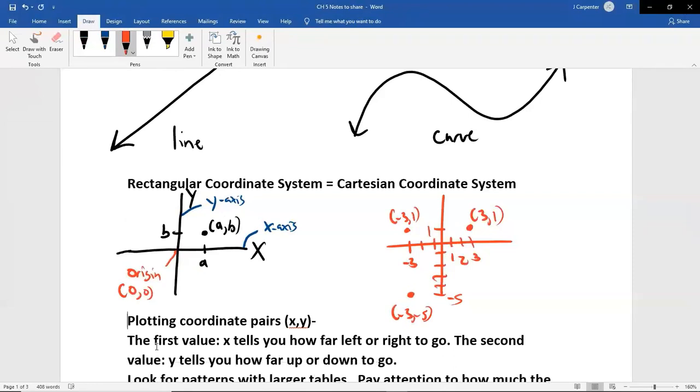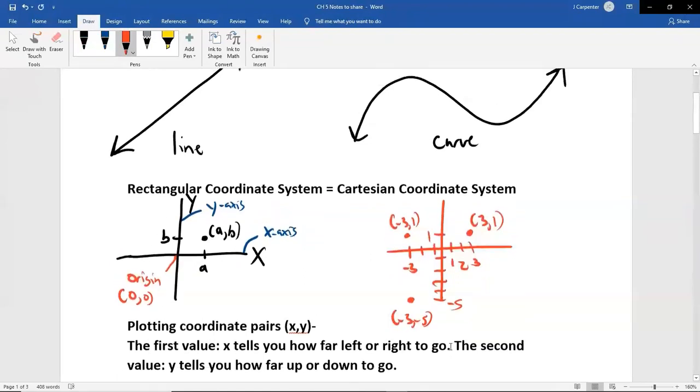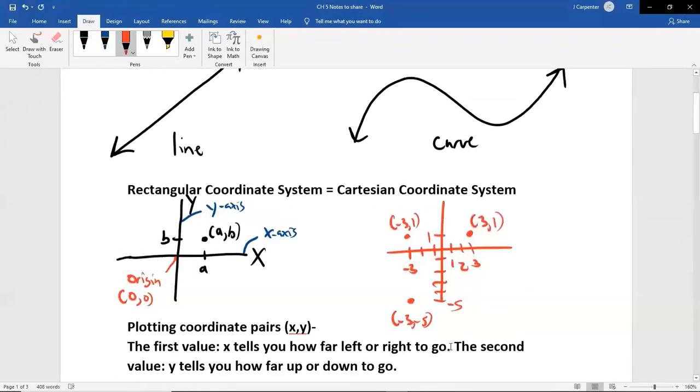So what I was saying earlier is right here now. How do you plot coordinate pairs? That's what we call the X comma Y or the A comma B or the negative 3 comma 1. It's a coordinate pair, a pair because it's two numbers. So a coordinate is how we can describe a location. If we're trying to describe something in 3 dimensions, it would be a coordinate triple because you'd need 3 numbers. You need to go how far left to go, how far up to go, and how far in or out to go.